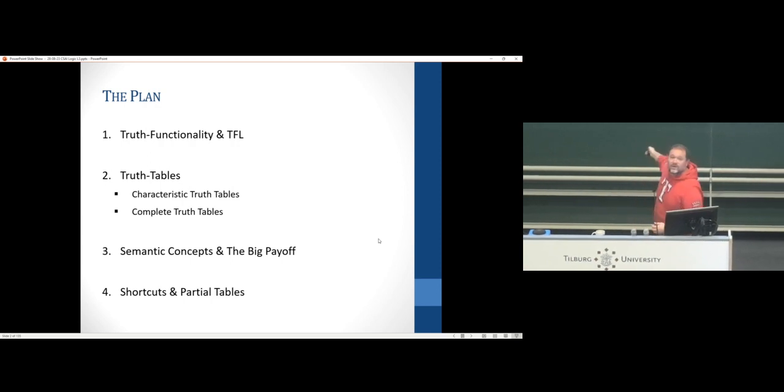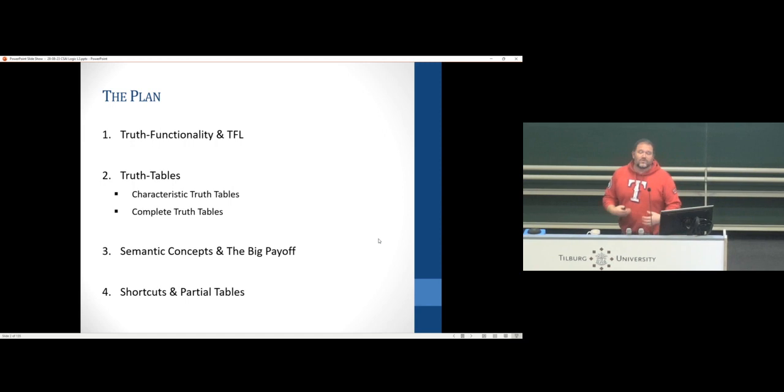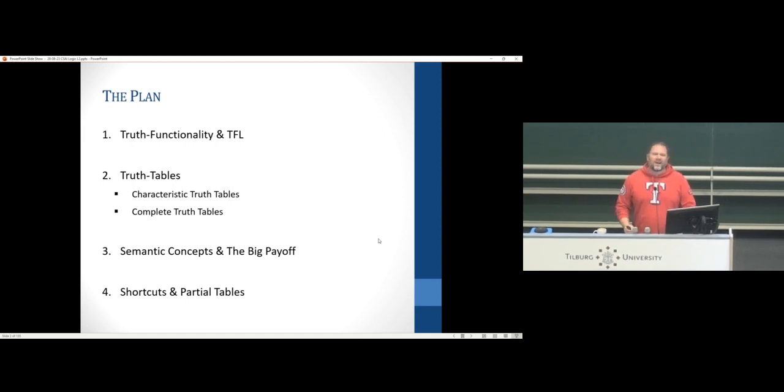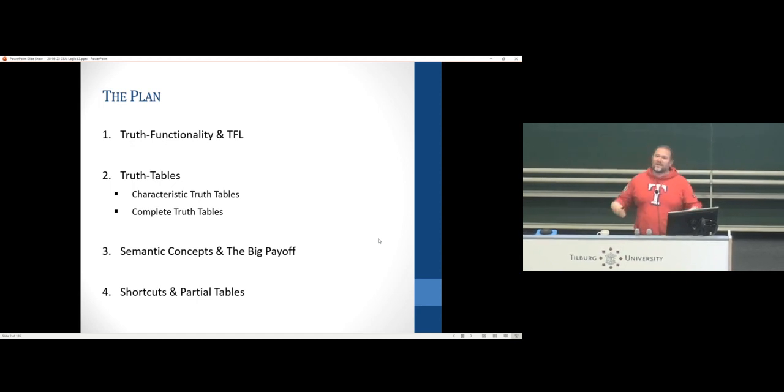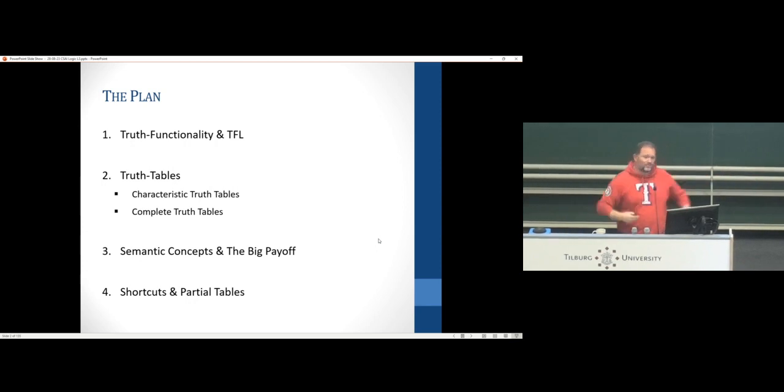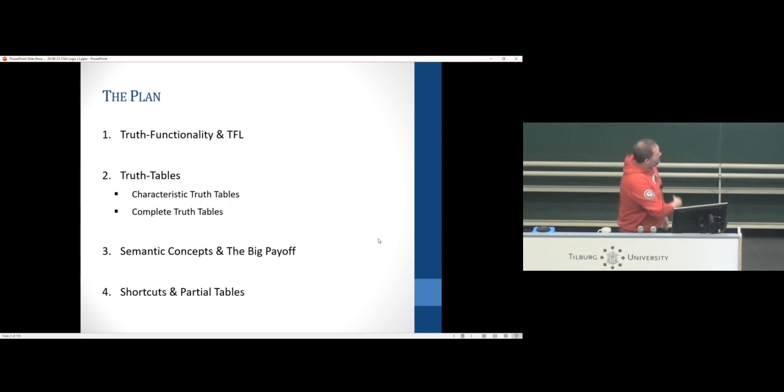And then if there's time, we'll talk a little bit about using some shortcuts and partial tables. Because again, between friends, I'm really lazy. So I'm always looking for a way to save myself a little bit of time and effort. And I'm going to try and teach you how to do that too. So this is the plan.